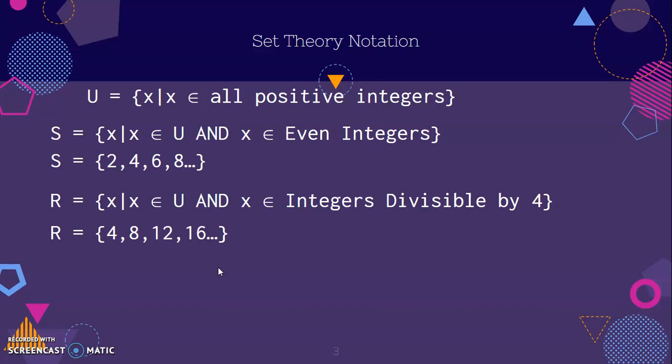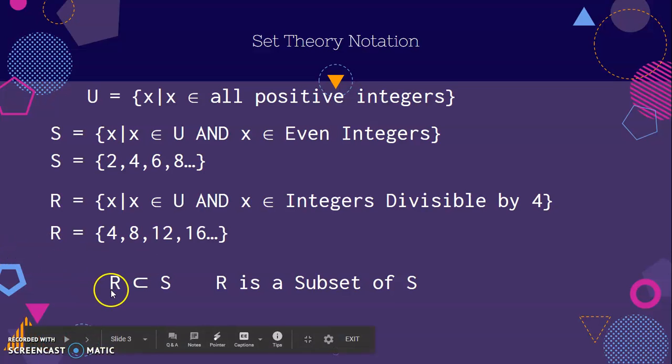And now what we're going to talk about are subsets. A subset is essentially when a group of numbers can be pulled out of the set, but it doesn't include everything from that original set. So R, all these numbers, 4, there it goes right here in this set. 8 is in this set. 12 would be in this set as well. So all the numbers in R are also in S. That's what this means. R subset S. R is a subset of S.